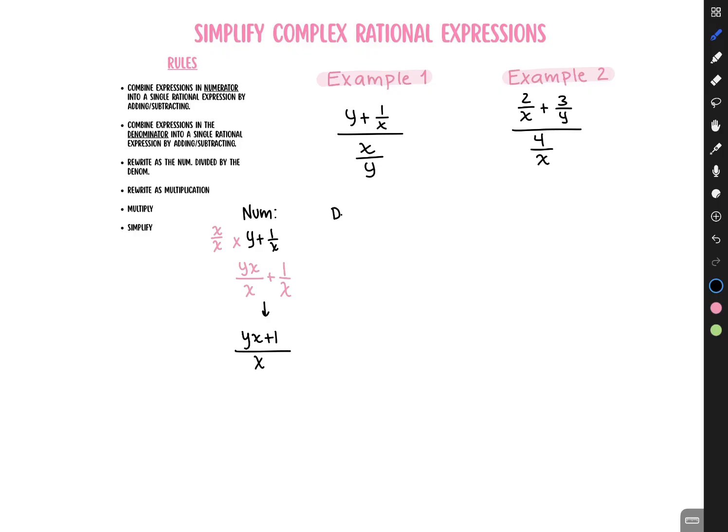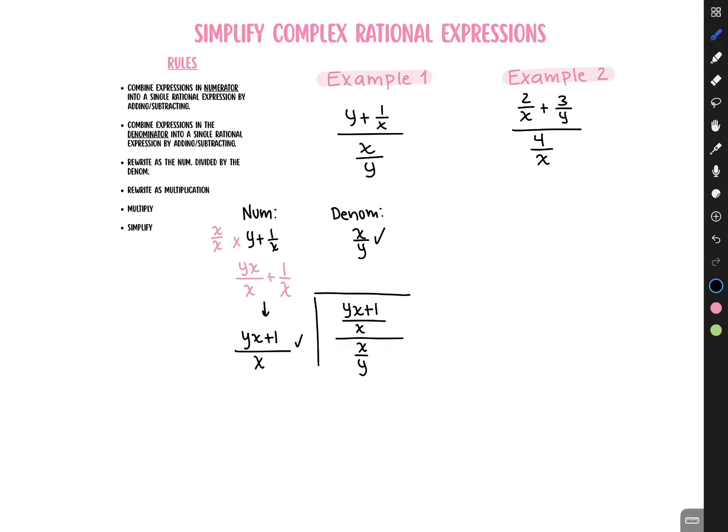Now let's take a look at our denominator. We also need to combine the denominator into a single rational expression by adding or subtracting. Our denominator is x over y. It's not being added or subtracted to anything. So our denominator is perfect. It's good to go. Now we can go ahead and write this as a numerator divided by a denominator. My numerator is yx plus 1 over x divided by x over y. Perfect. But this is still not simplified.